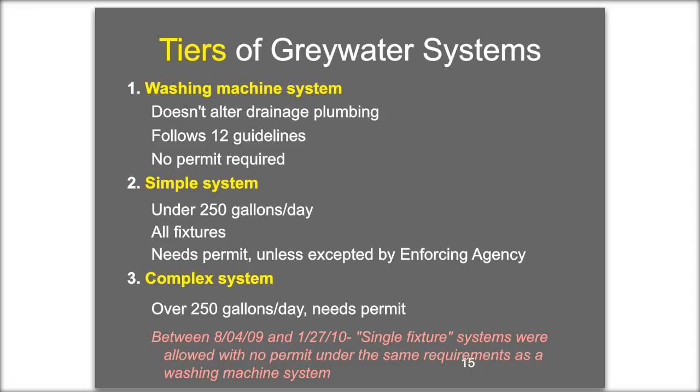And for people who were following the Graywater Code in the past, you might remember there was a window back in 2009, early 2010, where there was a different tier, of single fixture. And these were systems that were just from one source, like one shower, and they did not need a permit either under the same requirements as the washing machine. But that tier has been removed, and it's been removed since 2010, so there's only a very short window.